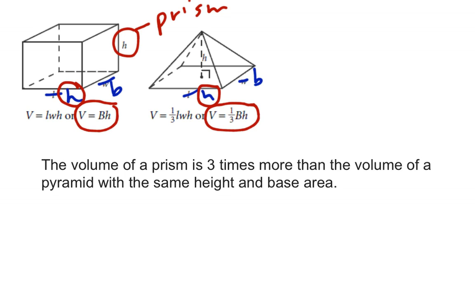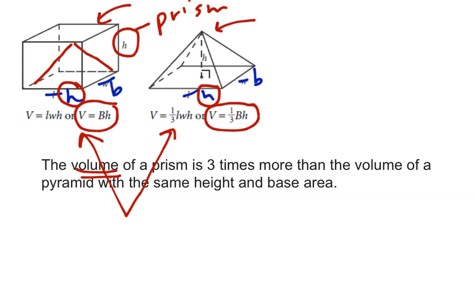And when you translate that, the volume of the prism, the bigger 3D figure, is 3 times more than the volume of a pyramid that starts out with the same base and is the same height, and then just goes to a point at the top instead of having a second base at the top. And again, you can kind of see if you were to draw in a pyramid that you've got 1, 2, 3 sections. So 1/3 does make sense. Okay, so let's look at some example problems.